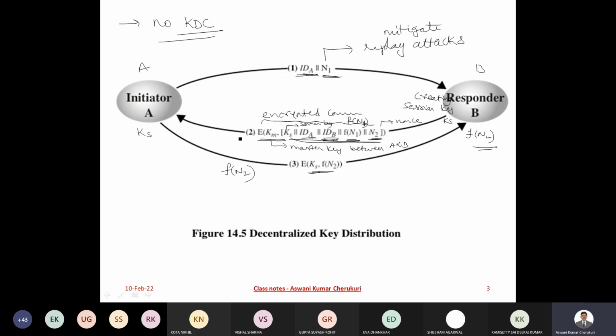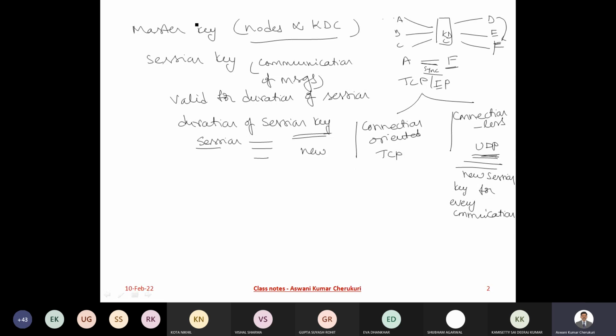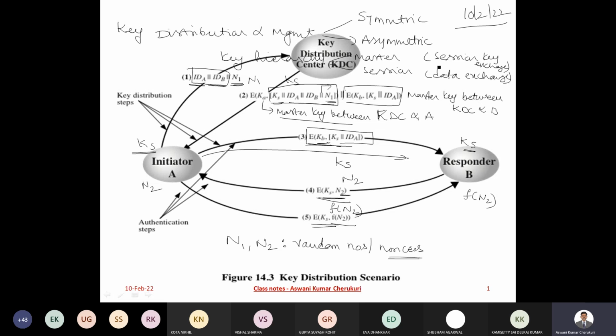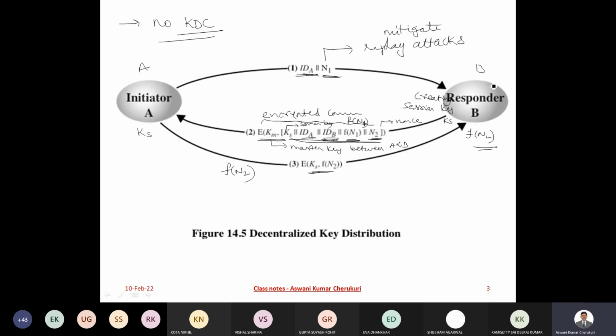Okay. That's the reason why, in the previous slide, if you notice, we said the master key is meant for the purpose of session key exchange, and the session key is used for the purpose of data exchange. Okay.